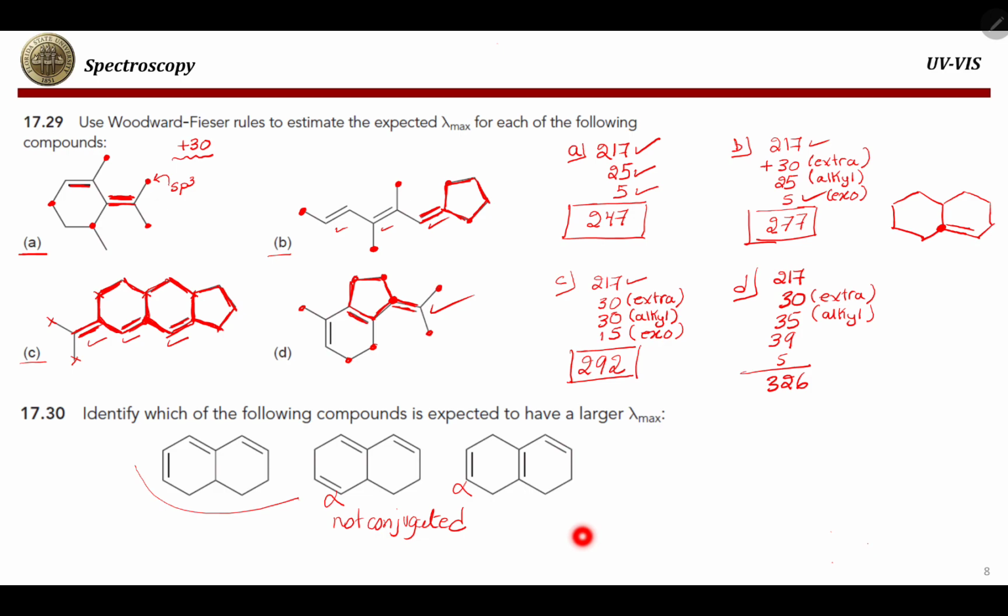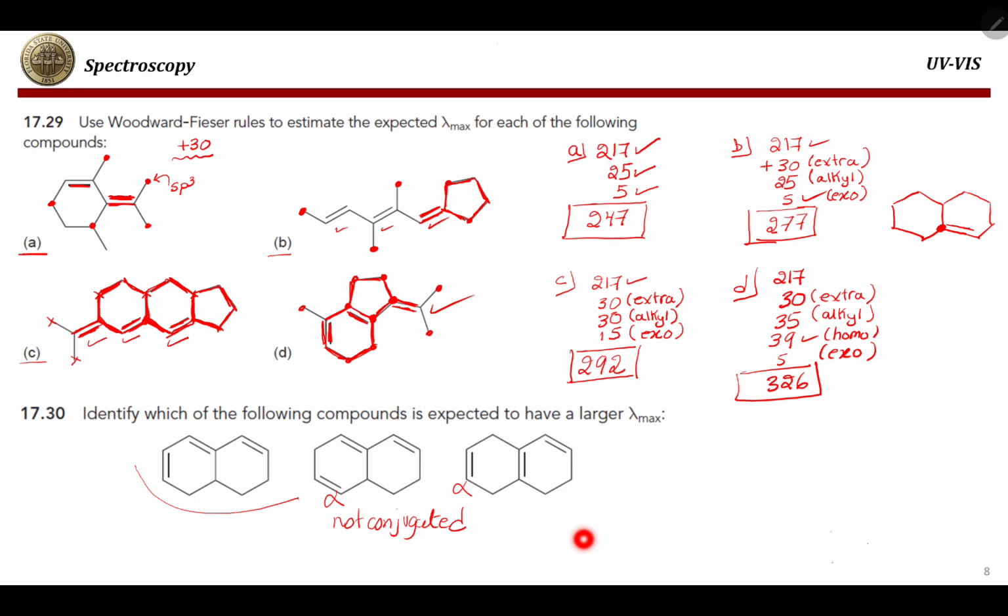This one is not considered an exocyclic double bond. Why? Because it has 2 common carbons with this ring, so you don't count it. However, since we have those 2 double bonds inside this cycle here, this is considered a homoannular diene, and that's why I'm adding 39 here. So this is for the homoannular diene, this is for the exocyclic double bond, and that is D basically.